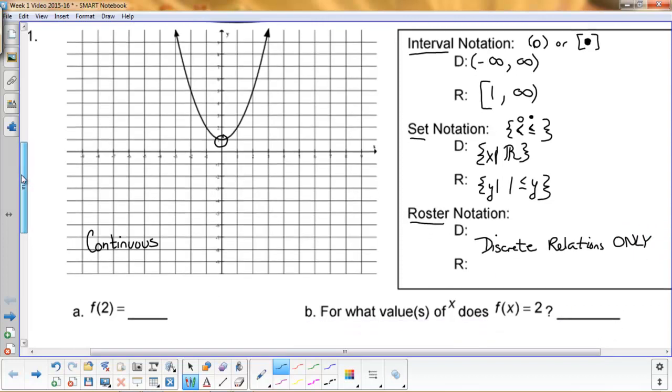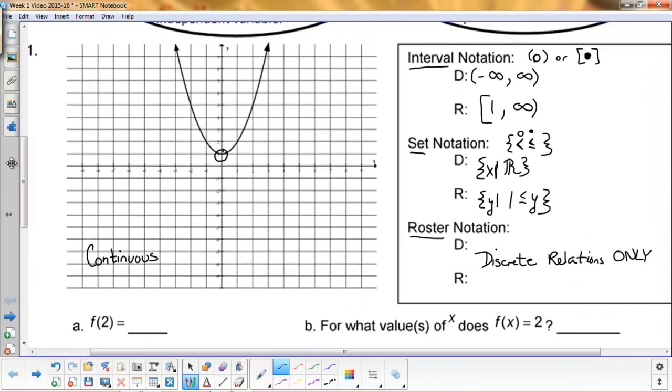Moving on down to our second example, we have parts A and B. In part A, what we're doing is we're defining the value of some points inside of this continuous function. So we have to be able to read this properly, all right? So in words, this means when x equals 2, what is y?